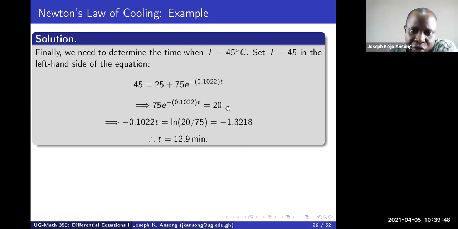Take this, that gives you 20, divide through by 75, you have this. Ln of that is negative 1.3218. Divide through by k and get t is 12.9. So about 13 minutes. So if you want it to cool to 45 degrees, you have to wait for about 13 minutes, and then it will be nice for you to start drinking it.